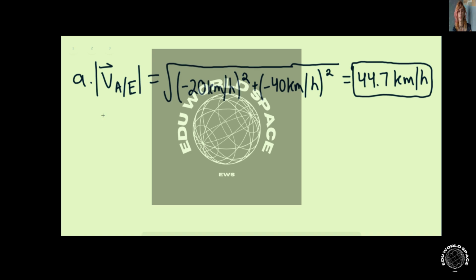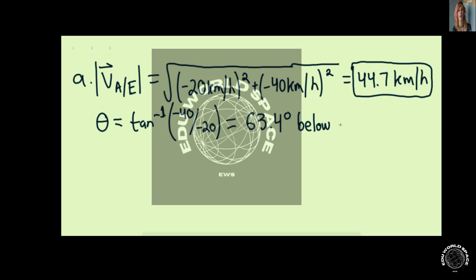Now for the direction, we can say theta would be arctan of the y component, negative 40, divided by the x component, negative 20. So this would be arctan of 2. This is giving us 63.4 degrees. And we have a negative x component, so here, this is in the third quadrant. So this would be below the negative x-axis. This would be our full direction for the wind velocity for part A.